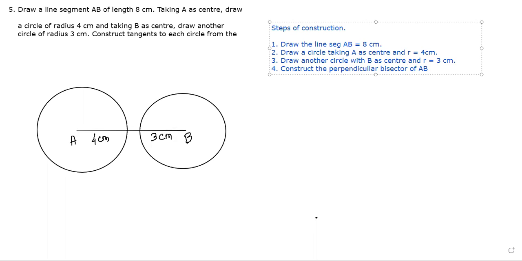bisector of AB. Anyways, for circle A, you need a perpendicular bisector of AB, tangents for circle A, and tangents for circle B, again you need the perpendicular bisector of AB only, because for circle A, you want tangents from B, and for circle B, you want tangents from point A. So anyways, you are going to need the perpendicular bisector of AB. Yes or no?